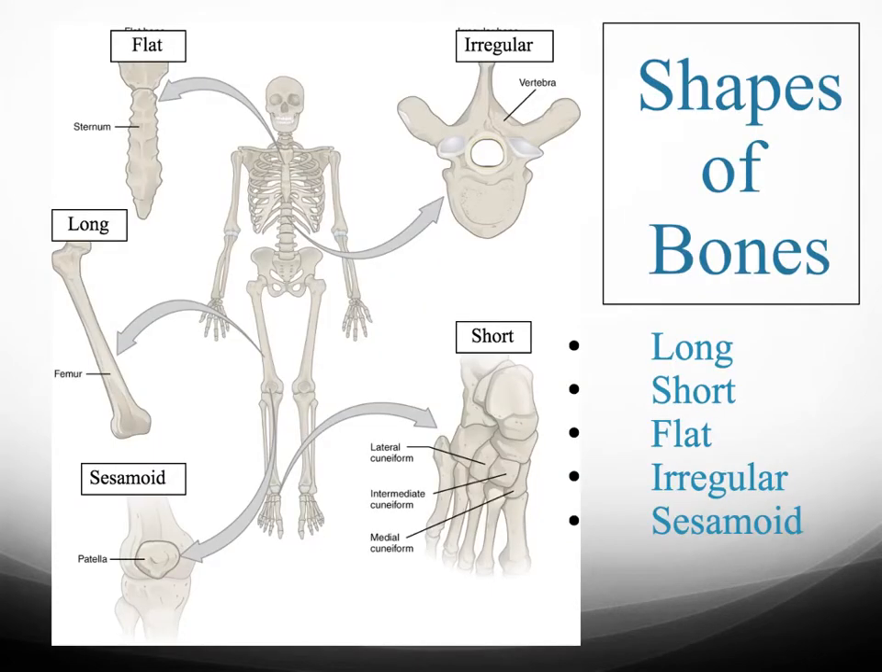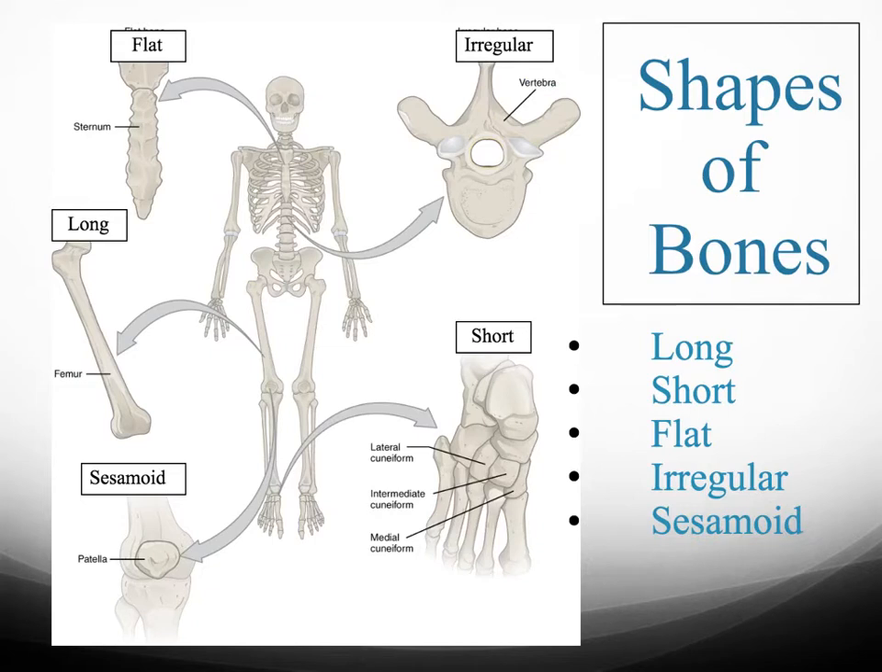Okay, there are 5 different shapes, and you will need to know these for testing purposes. You have flat bones, long bones, sesamoid, short, and then irregular. Your long bones are longer than they are wide. The short bones are usually cube-shaped and filled with spongy bone, and we're going to talk about that. Your wrist and your ankle bones are short bones. Your sesamoid bones are special short bones that form within tendons. The patella is kind of an example of that.